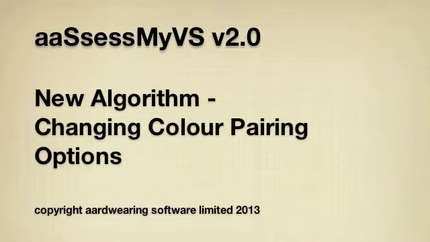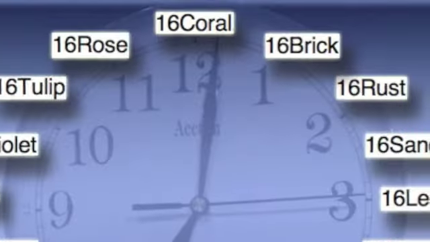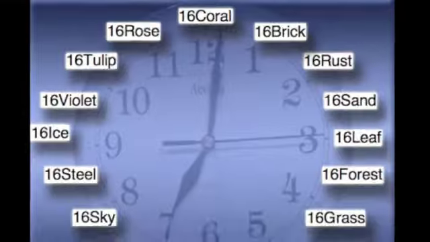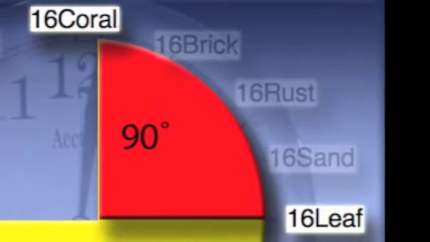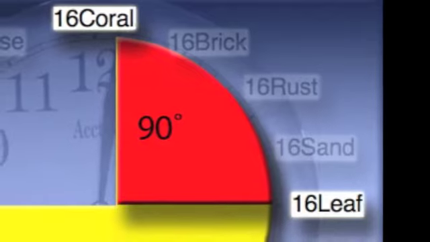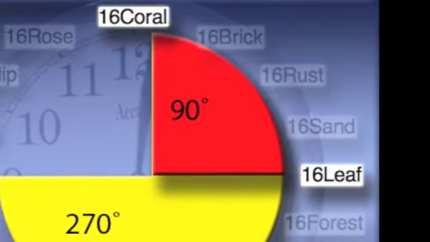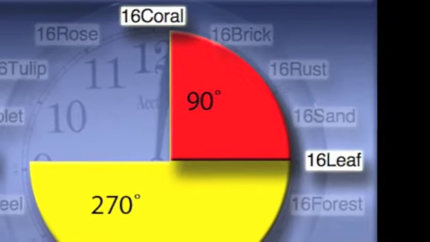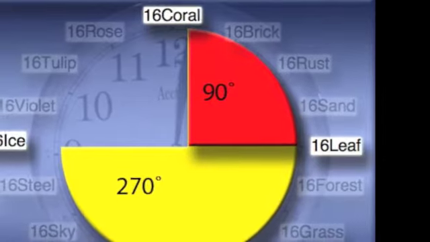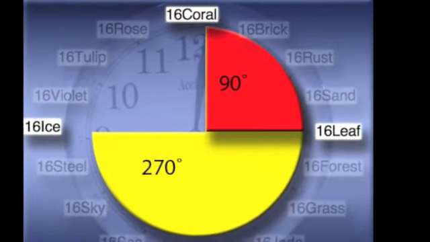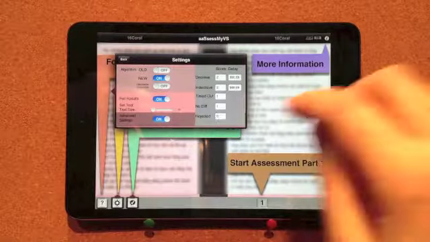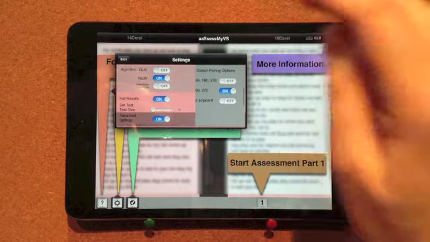Changing the new algorithm pairing options. The existing algorithm settings are a trade-off between the number of color comparisons and the time the test takes to complete. Imagine the colors that are being assessed are placed in a circle, like a clock face, with the first color at the top. By default, the algorithm will display this color once with the color at 90 degrees, 3 o'clock, and then again with the color at 270 degrees, 9 o'clock. The same color will also be displayed as the 90 degree and 270 degree counterpart of other colors. This makes a total of 4 color pairings per color per test stage.